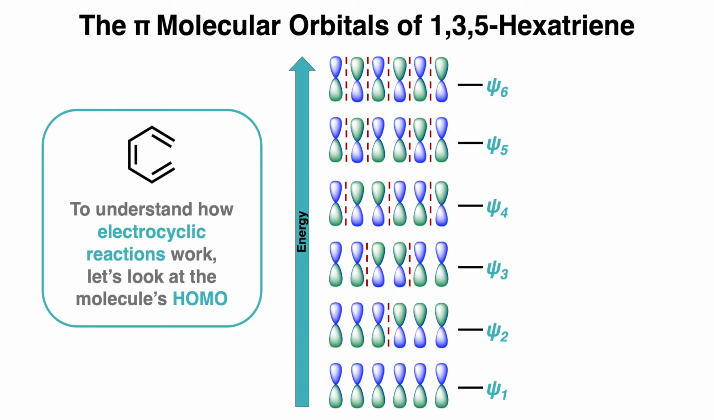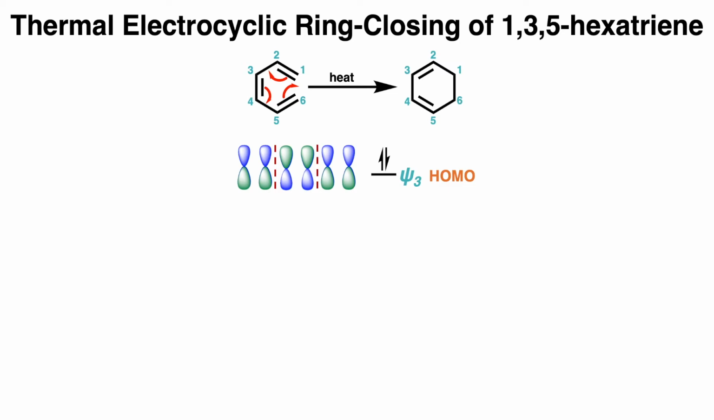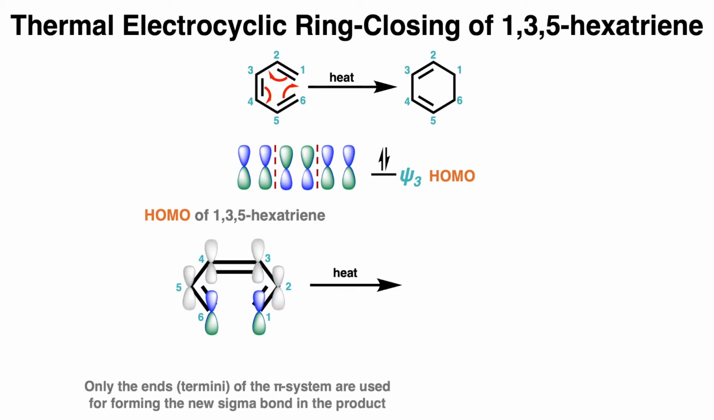Then, after filling in the 6 pi electrons going from bottom to top, we find that the HOMO of the ground state of this molecule is wave number 3. So now that we know what the HOMO looks like, we can draw them directly on the molecule with labeled carbon numbers. But we can actually simplify this even further by only looking at the terminal orbitals that are involved in the forming of the sigma bond. This means that we only have to look at the orbitals on C1 and C6.